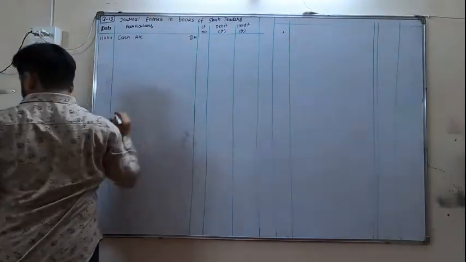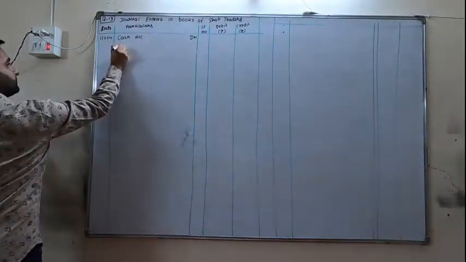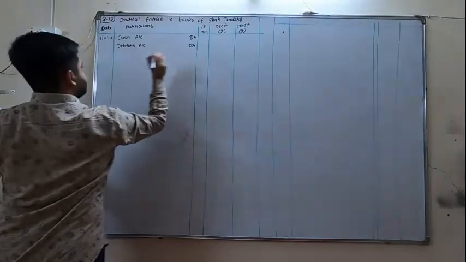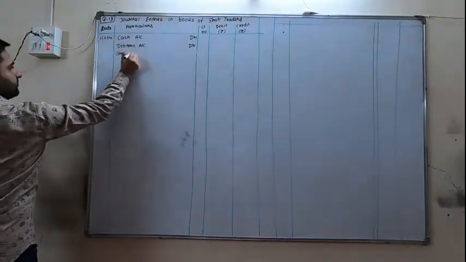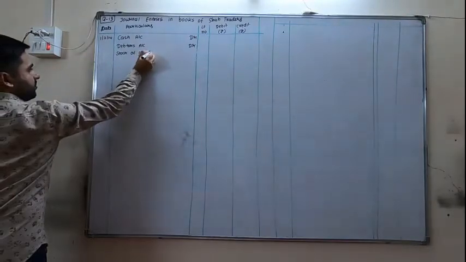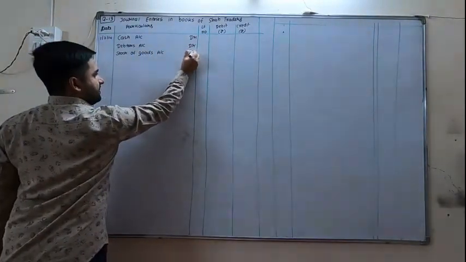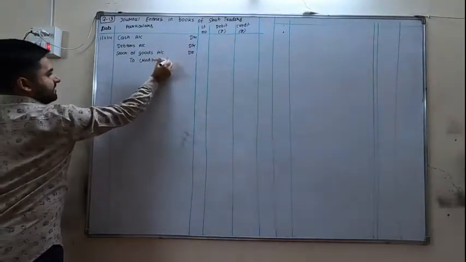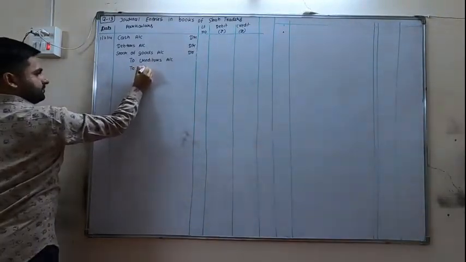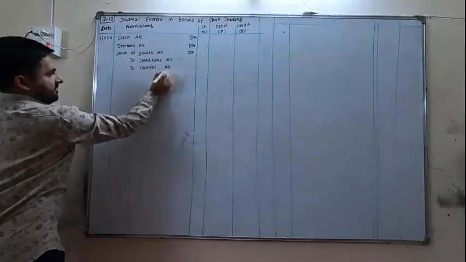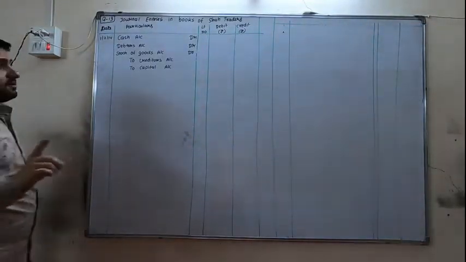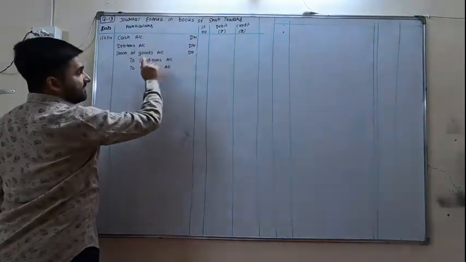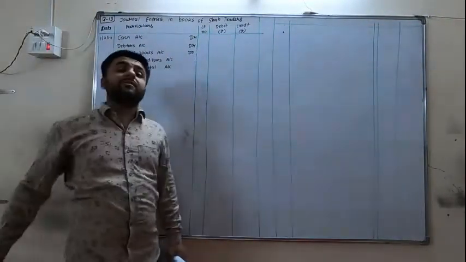Cash account debit. Debtors account debit. Stock of goods account debit. To creditors account. To capital account. The owner is bringing 4 things and starting the business, but of them 3 things are assets and only creditors is a liability, so we should credit it.